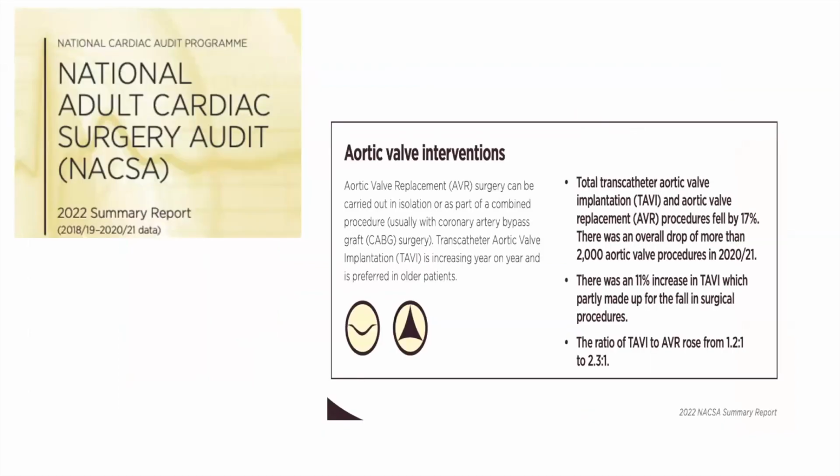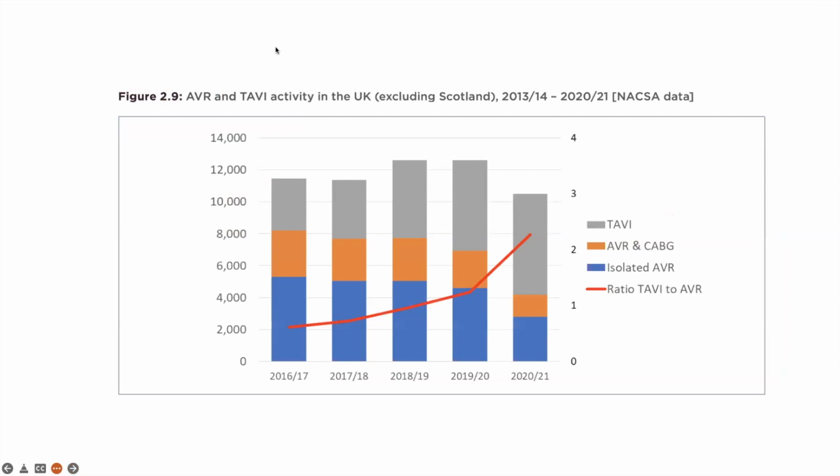So it's interesting, every year the results across the country are collated by the SCTS and the NICOR, the National Institute for Cardiovascular Outcomes Research. And this was the latest report that came out a few months ago. What they found was that across the UK, the number of TAVIs has been increasing overall, and the proportion of AVRs has decreased.